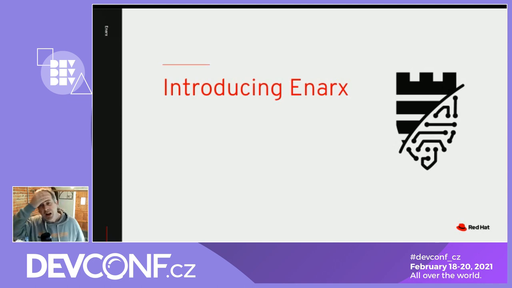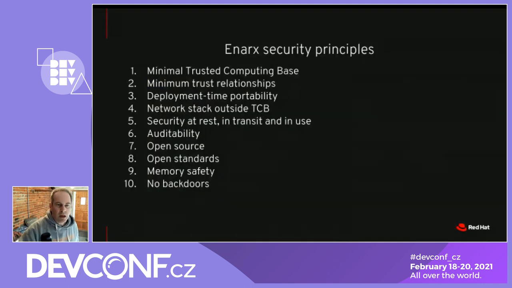So this is Enarx. This is our logo, lovely logo. It's a shield. And here are the security principles. The first thing that we care about is we take the security viewpoint that you should have the smallest trusted computing base that you can. The less you need to trust, the less there is to go wrong, the smaller the attack surface, the easier it is to audit. So we're trying to keep things nice and tight. The next thing is minimum trust relationships. So I said before, you may not trust your host provider, your CSP. We don't feel you should need to. We should feel that the fewer trust relationships you have to manage, the easier it's going to be.